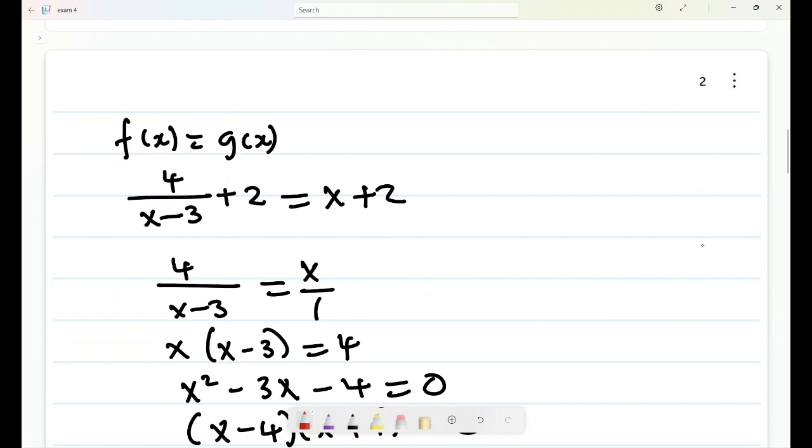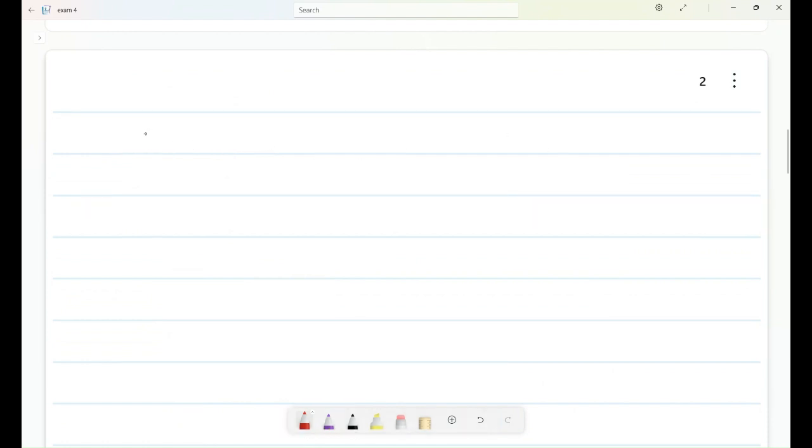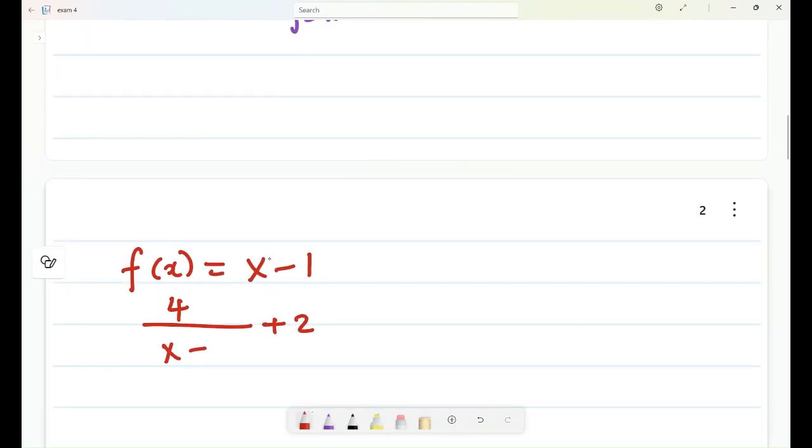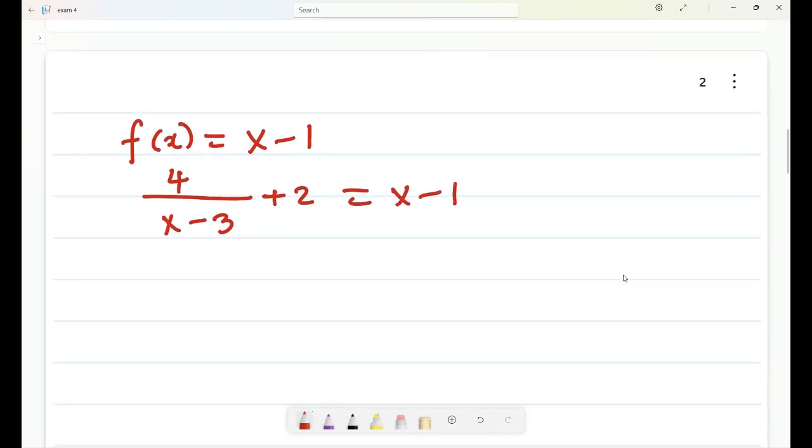Let's clear this page. So we're going to say let f of x equal x minus 1. What is f of x? I've forgotten, plus 2. I'll remember by looking at the graph. It is 4 over x minus 3, plus 2. It is equal to what? x minus 1.